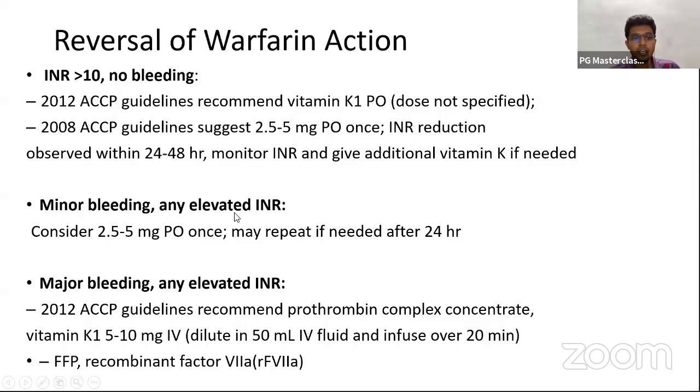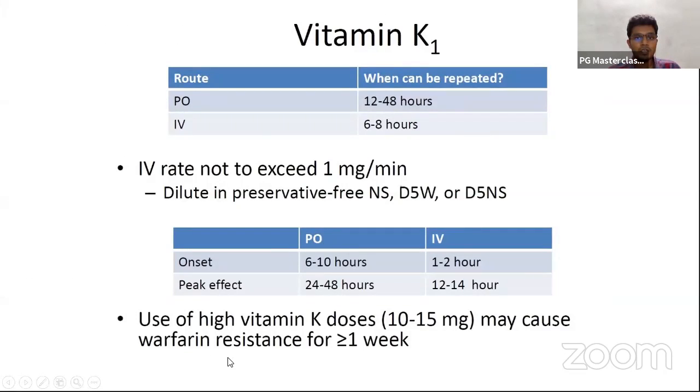For patients with minor bleeding and any elevated INR levels, consider 2.5 to 5 mg per oral once of vitamin K1 and repeat if needed after 24 hours, after re-establishing the INR of the patient. For patients with major bleeding and elevated INR, the guidelines recommend prothrombin complex concentrate and vitamin K1 5 to 10 mg IV, diluted in 50 ml IV fluids and infused over 20 minutes. Fresh frozen plasma and recombinant factor 7A are also to be given. These are the doses for vitamin K1. Perorally, it can be repeated every 12 to 48 hours, and by the intravenous route every 6 to 8 hours.